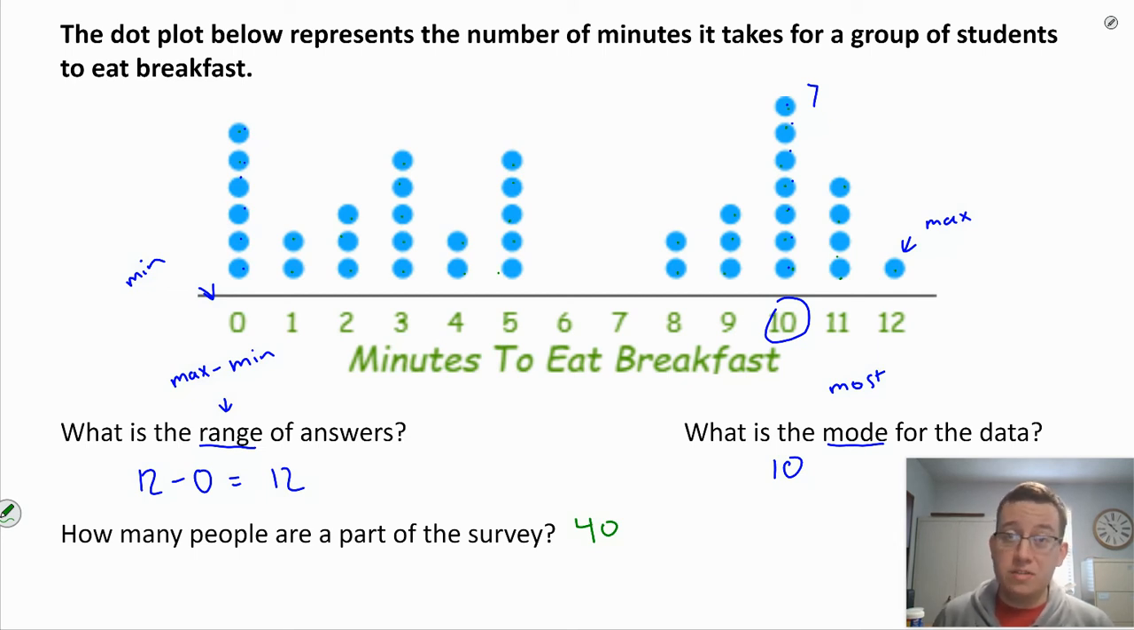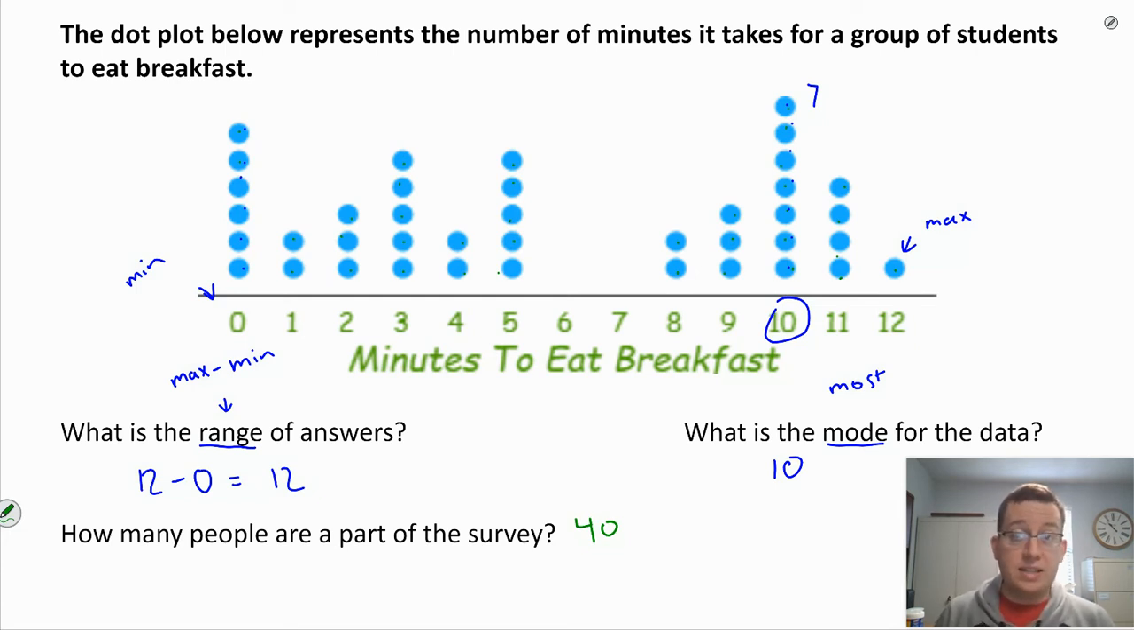So getting information from a dot plot isn't that bad. It's really just counting how many numbers are in each column. You've probably seen this before, so hopefully it's not too bad, but we're going to apply it to the range and the mode. And then later, we're going to look at finding the mean and the median. So we'll get to that later.